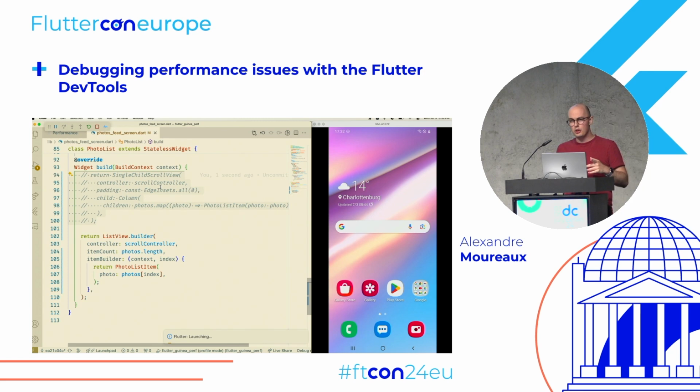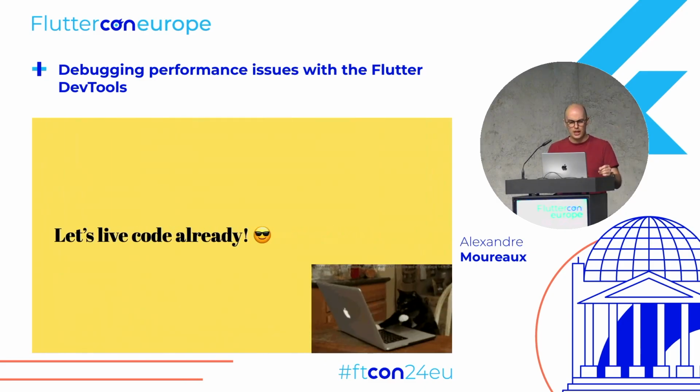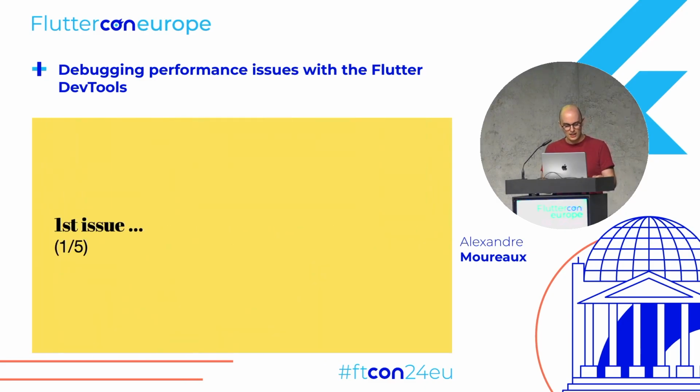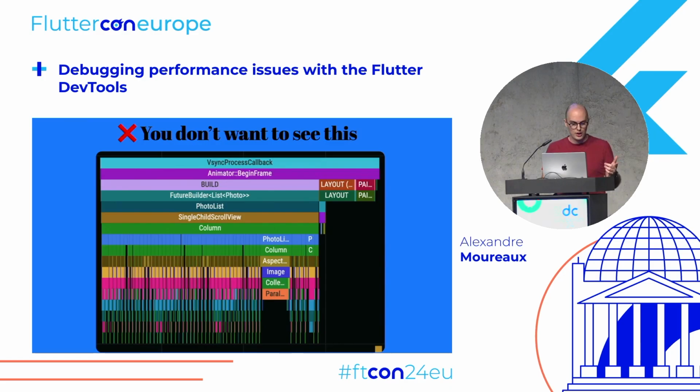So this is the annoying part about doing performance measures. You have to rebuild in profilable mode, which is kind of annoying, but luckily, I prepared some slides to pass the time. This is the first issue that we've seen. You don't want to see something like this if you go in the timeline. You don't want to see so many widgets being built because, of course, it's going to be taxing for the phone, especially low-end devices.